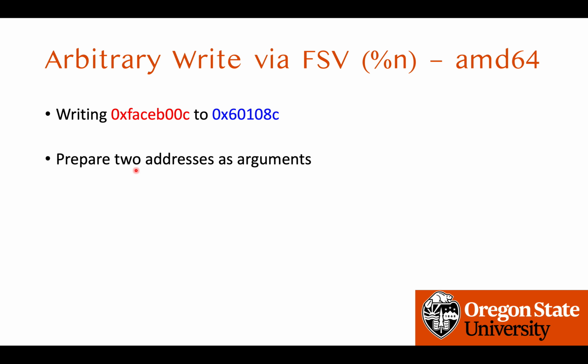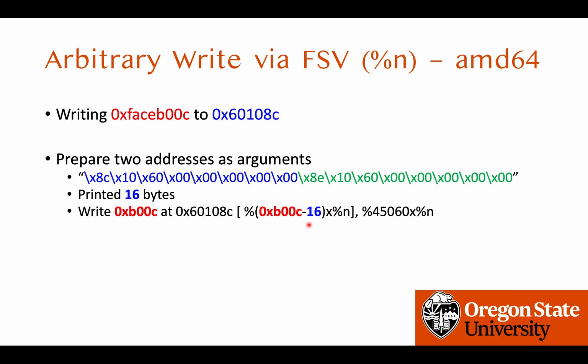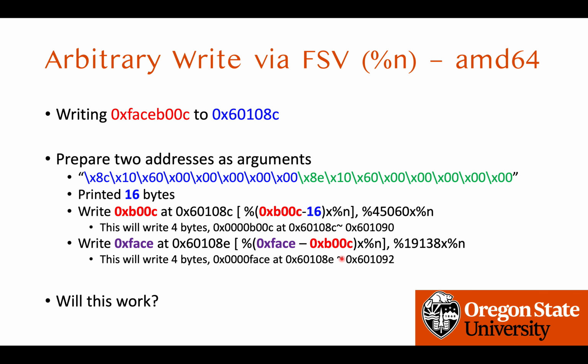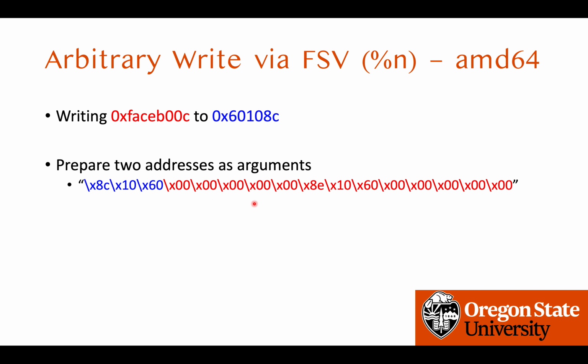address. Then we will prepare two addresses as an argument, as we did, something like this, and then it will print 16 bytes. So we prepare BOC minus 16 with the first %x and then %n to this one. So this will print 4 bytes here, and then FACE, so FACE minus BOC, this one, and then write that. Will this work? This will never work because take a look at this argument.